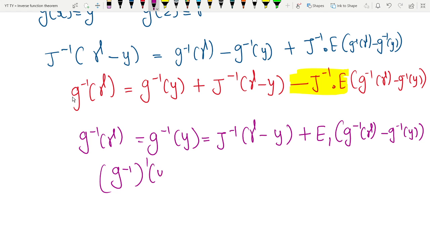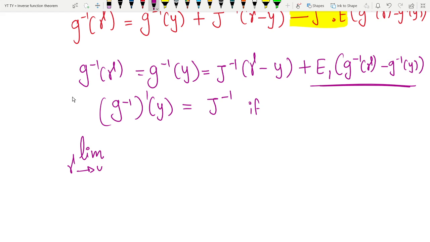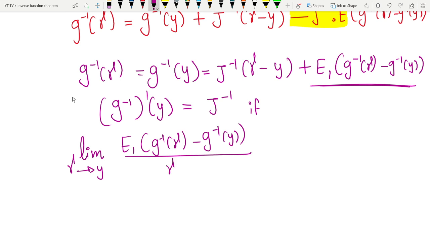This tells me that it is differentiable, and the derivative at y is equal to j inverse, if the error function works well. That means the limit as gamma tends to y of E1 at g inverse of gamma minus g inverse of y, divided by gamma minus y. If this is equal to 0, then I'm done with the proof. That means this part would be true. If the error function works, everything is good, right?